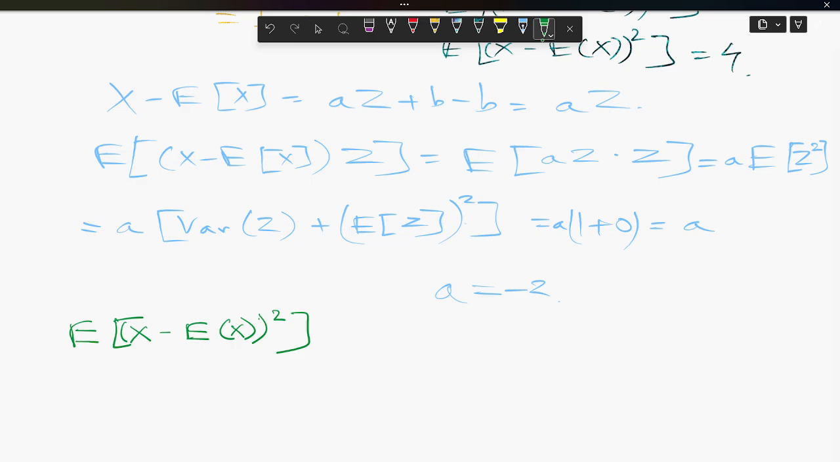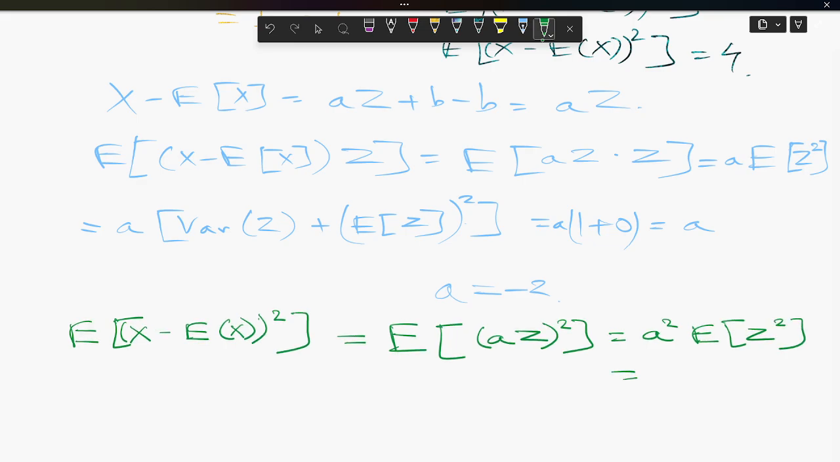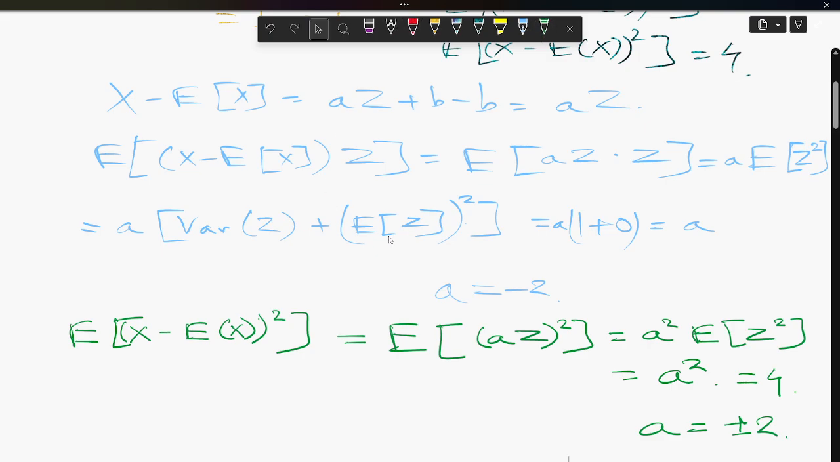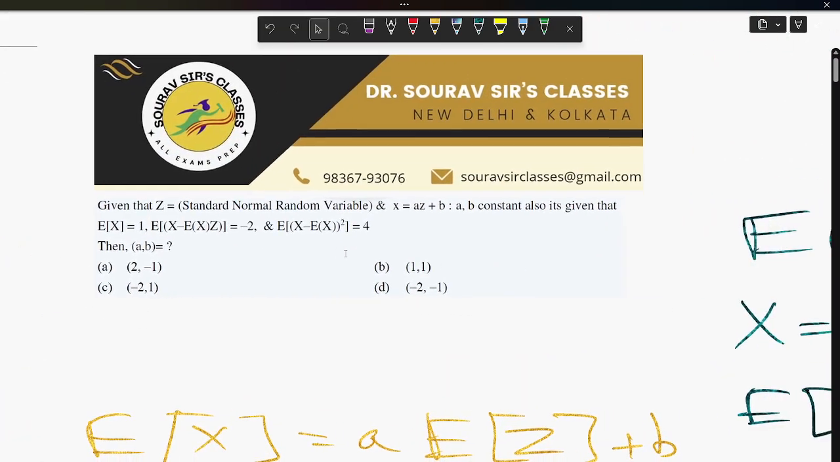Now we got X is equal to aZ plus b and the expectation of X is 1, so X minus expectation of X is equal to aZ. So this thing is equal to the expectation of (aZ) square, that is equal to a square into the expectation of Z square, and we know that the expectation of Z square is equal to 1 here, so that is equal to a square. And a square is equal to 4, as they have given, so a should be plus or minus 2. From this and this we can say that a is minus 2 and b is 1, so the correct answer of this question is option C.